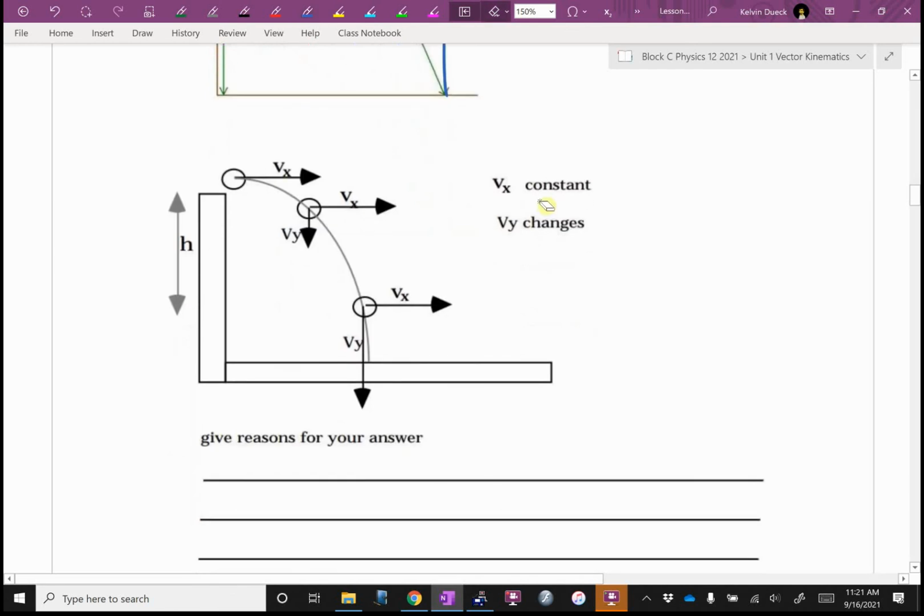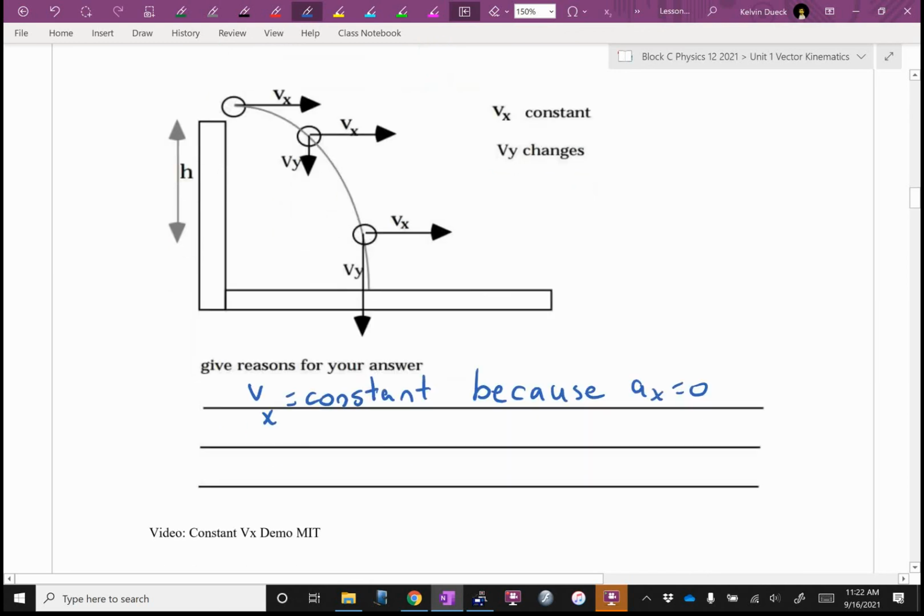So why is Vx constant? Why does Vy change? Vx is constant because Ax equals 0. Vy is changing because AY is negative 9.8.